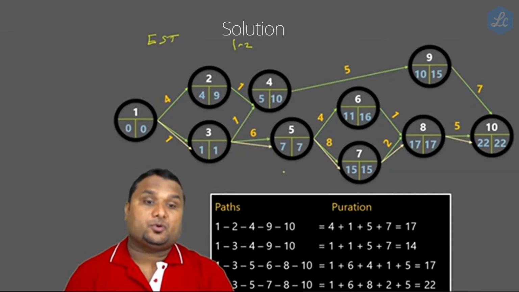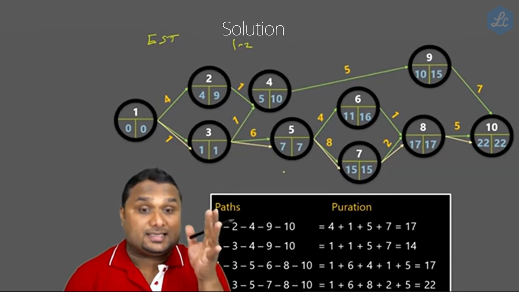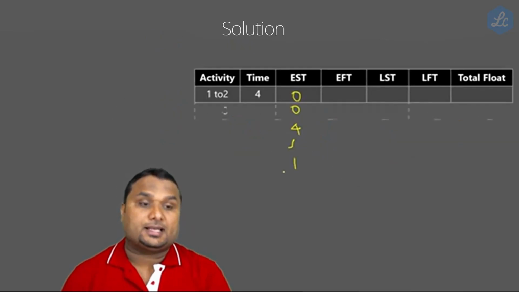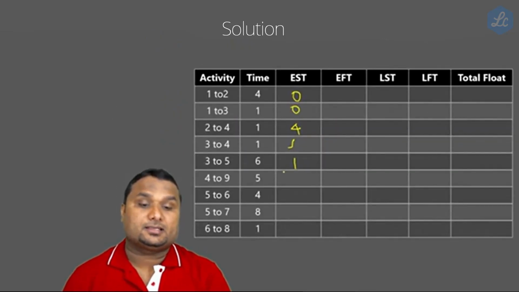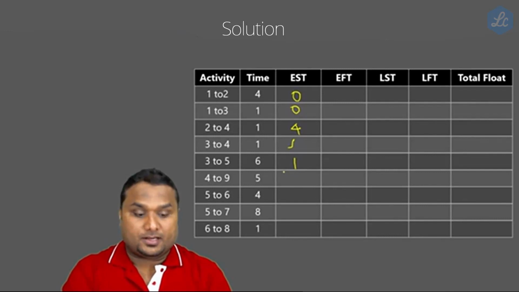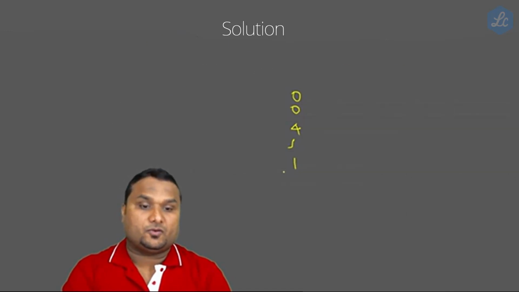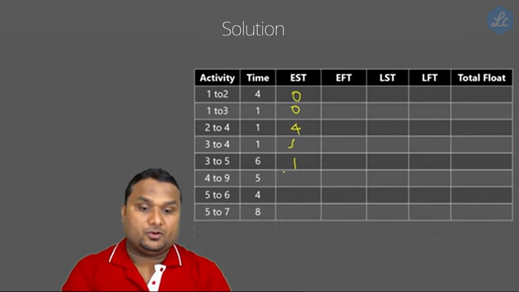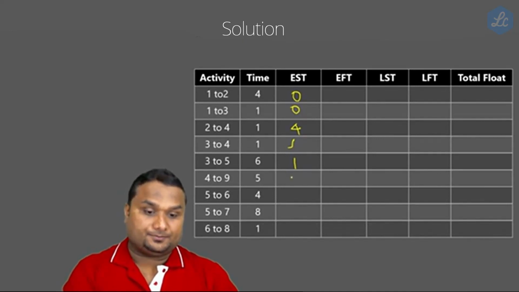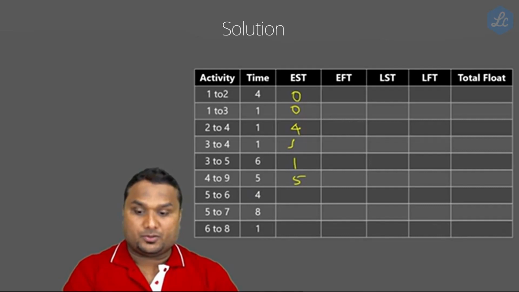What is the starting point of 4 to 9? 4 to 9 means that it is starting from 4. So the starting point of 4 to 9 is the left hand side value of 4. What is the left hand side value of 4? It is 5. So have a look at your picture. It is 5. So the remaining calculations you can do by yourself.